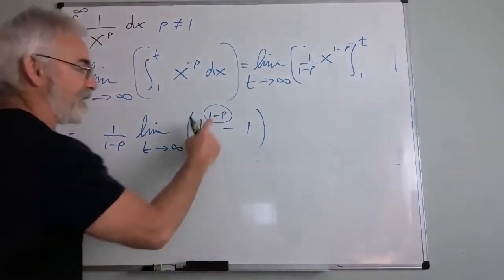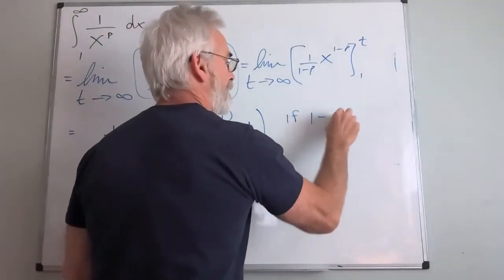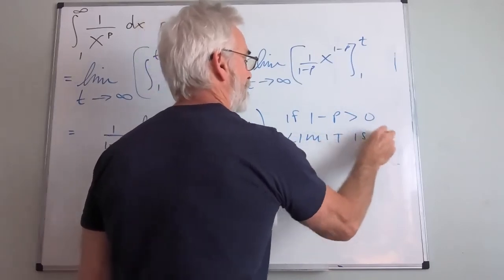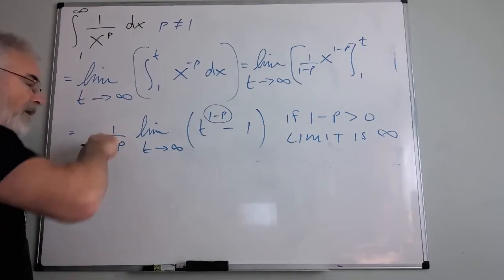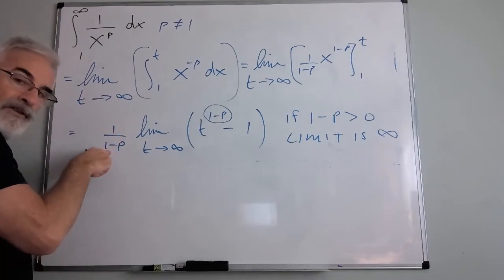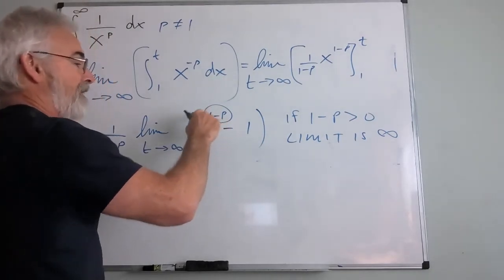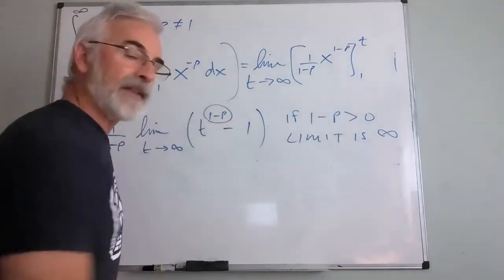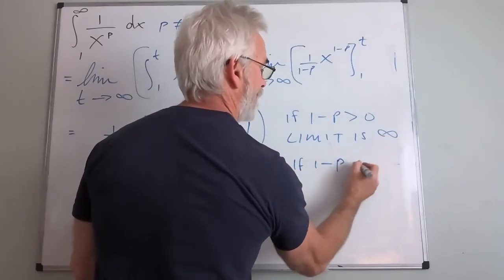So if that's a positive quantity, if 1 minus p is greater than 0, then the limit is infinite. Because 1 over 1 minus p, that's just a coefficient, that's a constant. If this is a positive number, then I have the base growing without bound raised to a positive power. Clearly, that's infinite. But what if 1 minus p is negative?